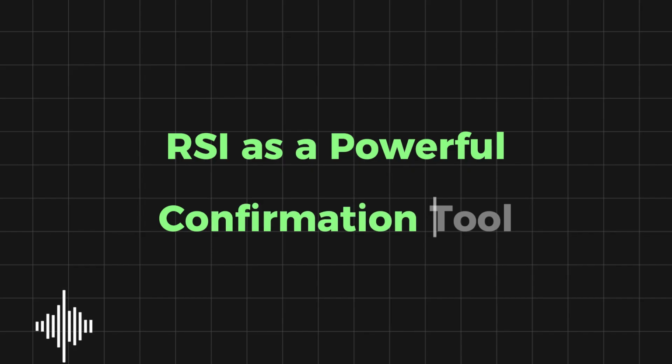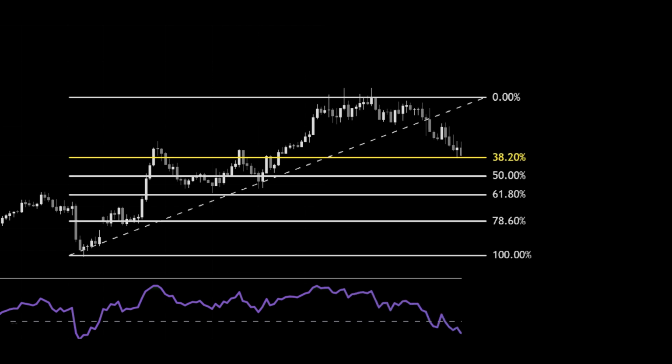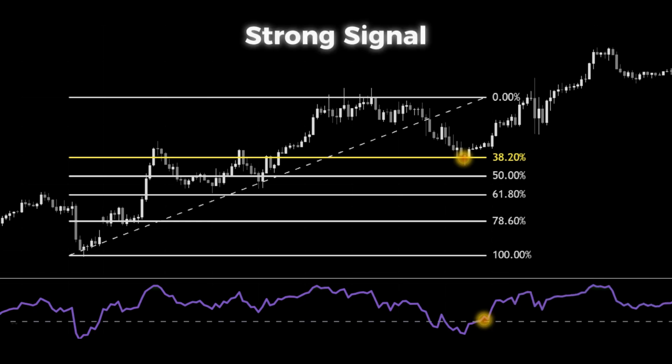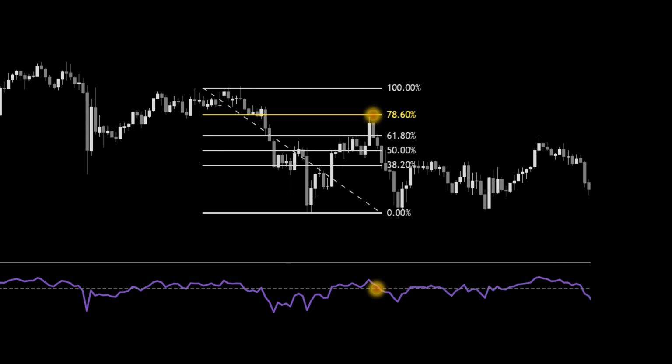RSI as a powerful confirmation tool. We use RSI to confirm whether the price is ready to bounce at a Fibonacci level. For example, if the price reaches a Fibonacci support level and the RSI crosses above 30, coming out of the oversold area, this gives a stronger signal that the price might reverse and start moving up. On the other hand, if the price reaches a Fibonacci resistance level and the RSI crosses below 70, coming out of the overbought area, this signals a stronger chance that the price may reverse and start moving down.